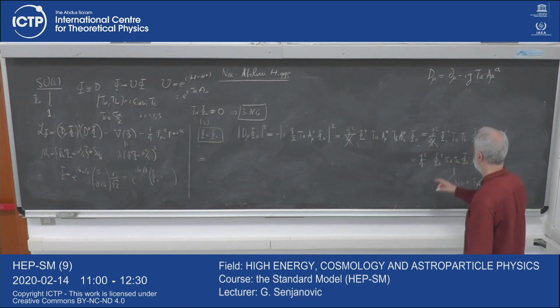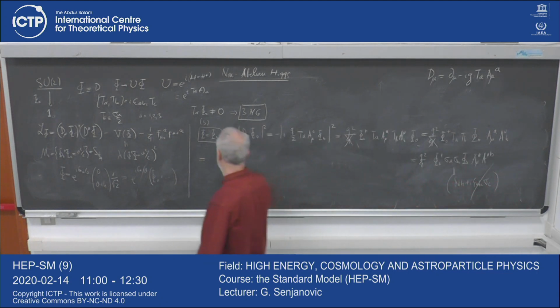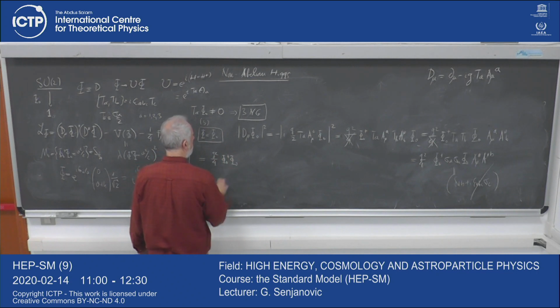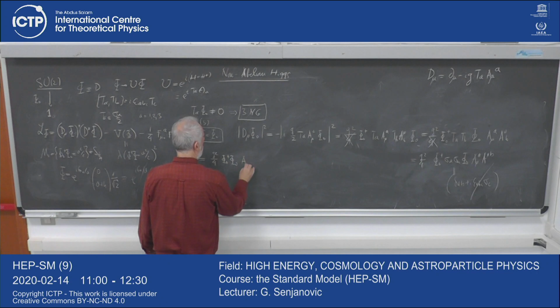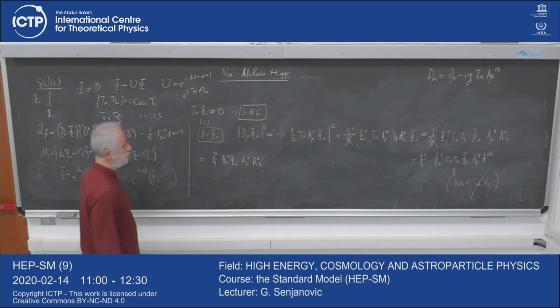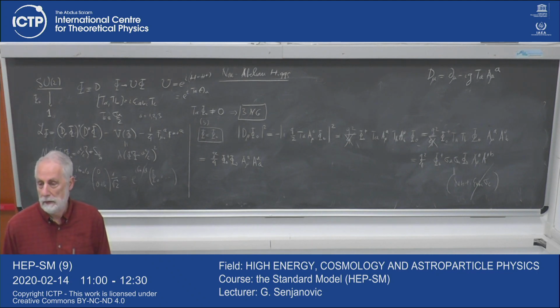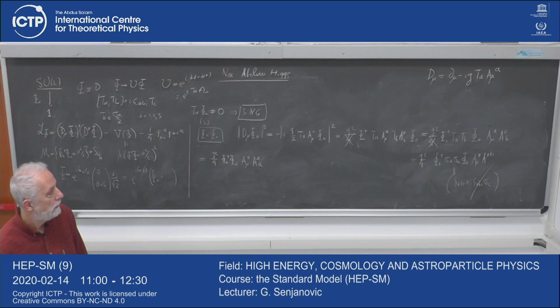So we get, I continue here, delta AB, so I'll get G squared over 4, phi 0 dagger, phi 0, A mu A, A mu A. 3 massive gauge fields. I'm summing over A. When I don't say anything, of course, I'm summing over A.